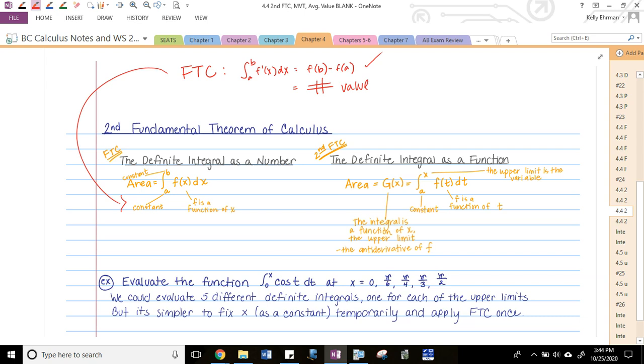You're going to have different bounds. Instead of your a and b being numbers, a constant and a constant, your a will be a constant and your b will be a variable. Sometimes it's just x, and sometimes it's more complicated than that. So the upper limit is some sort of variable or expression.